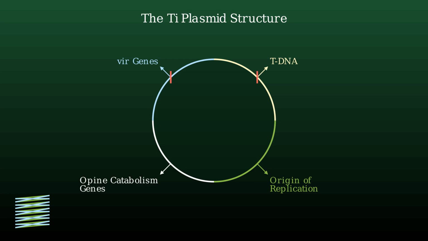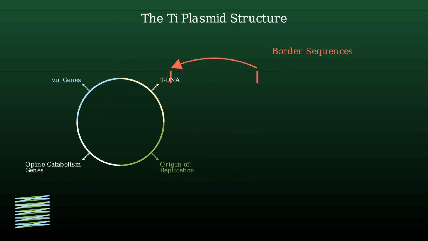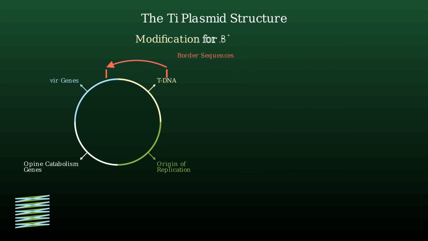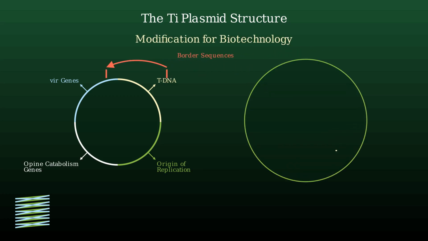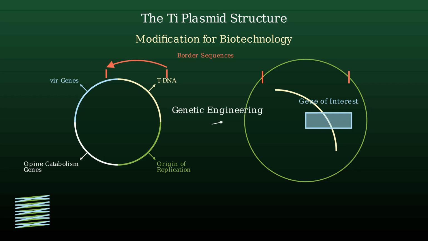The tDNA is flanked by specific 25 base pair sequences called border sequences. These borders are essential for tDNA transfer, as they are recognized by the vir proteins during the transfer process. For biotechnology applications, the Ti plasmid is modified by removing the tumor-inducing genes from the tDNA region. Scientists replace these genes with the gene of interest they want to introduce into plants, while keeping the essential border sequences intact.